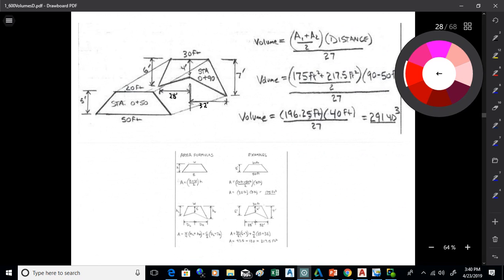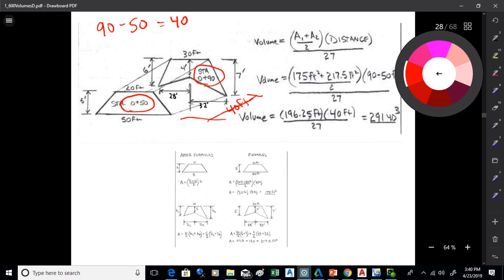So what I have is a 3D sketch, an oblique sketch. Here's station 0 plus 50. Here's station 0 plus 90. Those are 40 feet apart, right? You all good with that? 40 feet? 90 minus 50 is 40 feet.